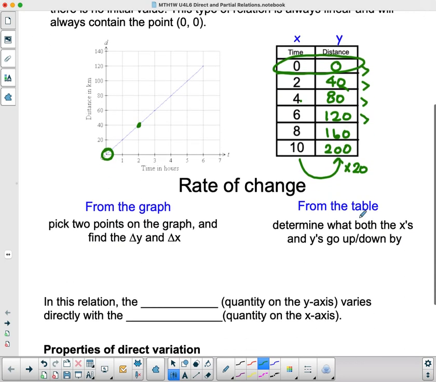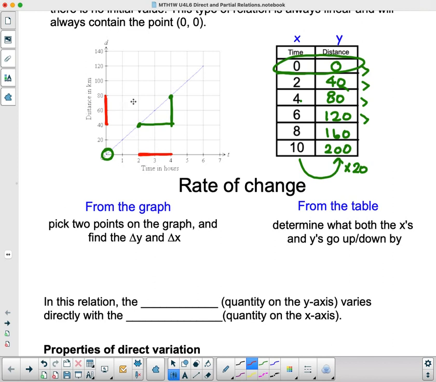Now from the graph, pick 2 points on the graph and find the change in y and the change in x. So we're going to pick 2 points, doesn't matter which 2. And we're going to find the change in y. So I'm going to pick a different color here because the change in y is going from here to here. As I move from this point to this point, I move that far on that axis. And as I move from this point to this point, I move this far on that axis.